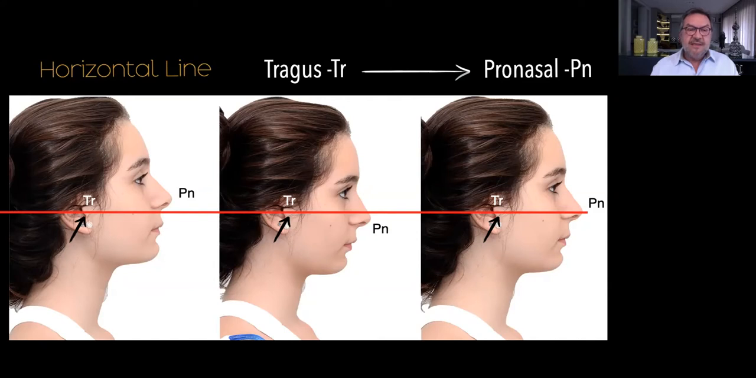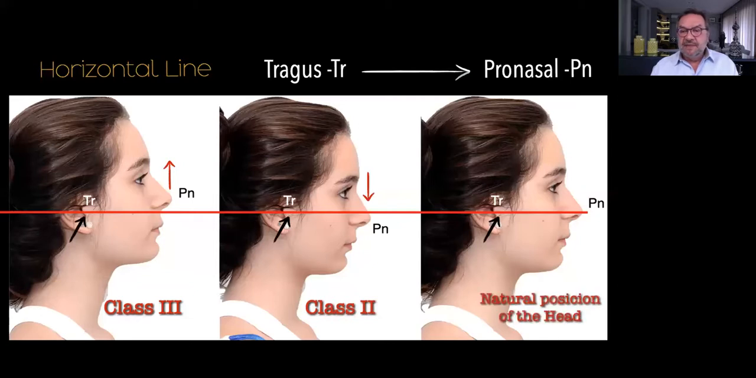You can see that in the left photograph, the girl looks like class three because the head is lifted. In the middle she looks closer to class two. And the right one is the natural position of the head. It makes a huge difference before studying the upper lip, the lower lip, and chin that we are going to study, okay?